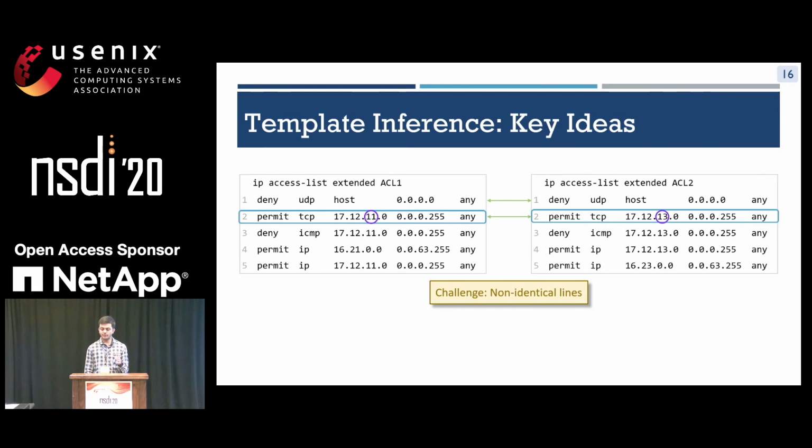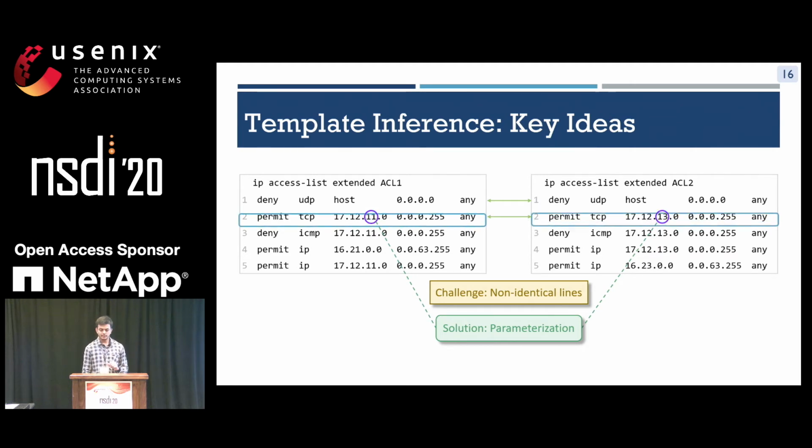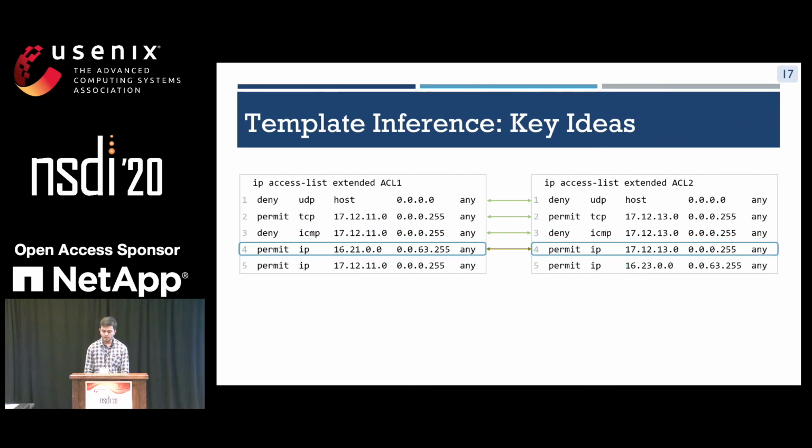We meet this requirement using parameterization. In this example, we can introduce a parameter to represent the third octet in the source IP address, indicating that this octet differs in each ACL while the rest of the line is identical. Similar is the case for line 3. But too much parameterization can also hurt by masking important differences. For example, consider line 4 in both the ACLs. We notice that they differ in 4 octets, and this might be too much parameterization.